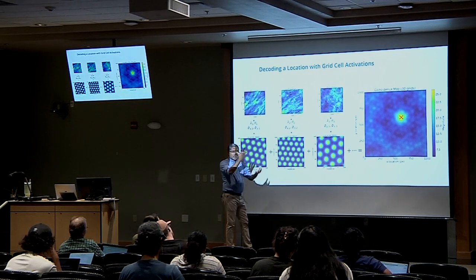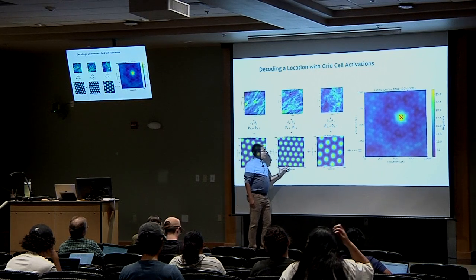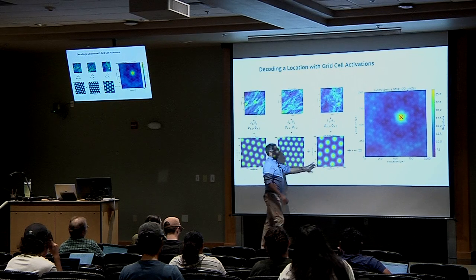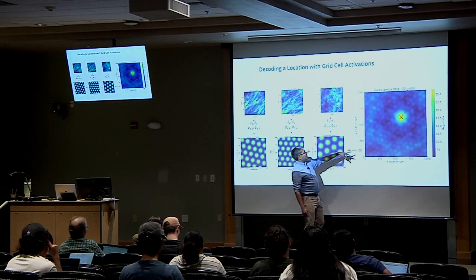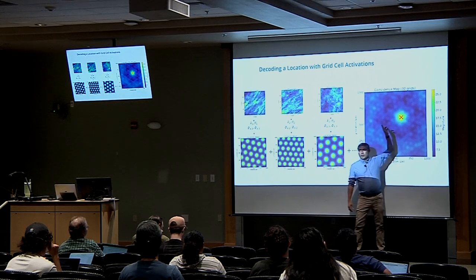to have multiple cells fire. As you fly along, these firing patterns keep changing. And if you integrate all of that and you start superimposing some of this, in this case, we have 30 different grid patterns firing. You can almost uniquely resolve where you are.